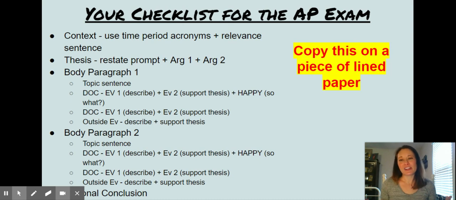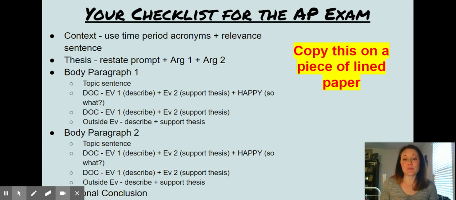I'm gonna write a body paragraph. In this body paragraph, I'm gonna start with a topic sentence that is going to restate the half of my thesis that I am proving in this paragraph. Maybe I've chosen 2 documents of the 5 to use here. So for those 2 documents, I'm going to do evidence 1, describe the document in a way that's relevant to the prompt. And evidence 2, I'm going to show my reader how what that document says supports my argument.